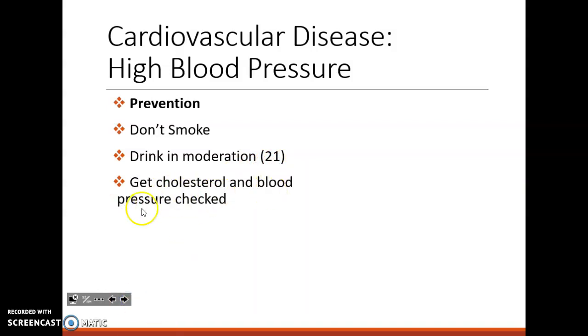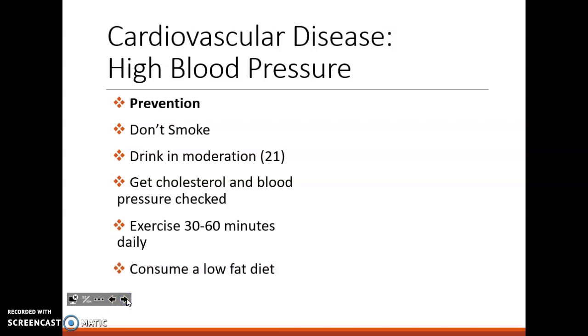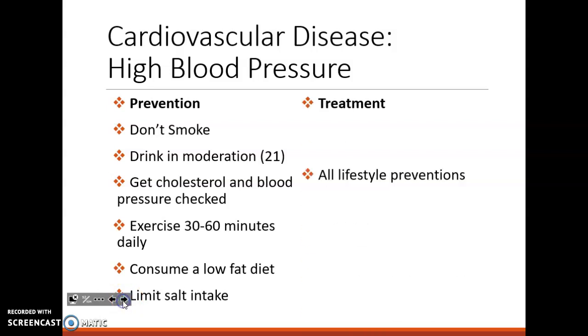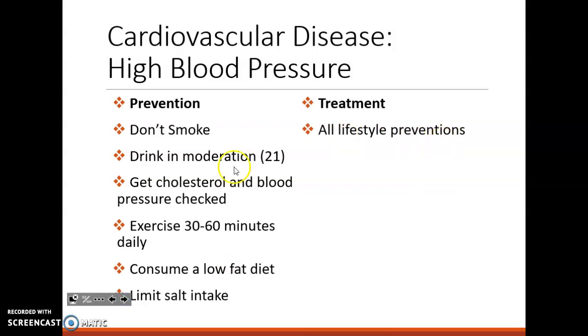Getting your cholesterol and blood pressure checked regularly. And exercising for 30 to 60 minutes daily. Also, your diet matters. So you want to consume a low-fat, low-salt diet. But let's say you do have high blood pressure, maybe because of previous choices, or maybe genetically you just were not lucky and you genetically have high blood pressure. How do we treat it? So all of these lifestyle preventions are the way you treat high blood pressure once you have it, as well as taking medication, statins, for high blood pressure.